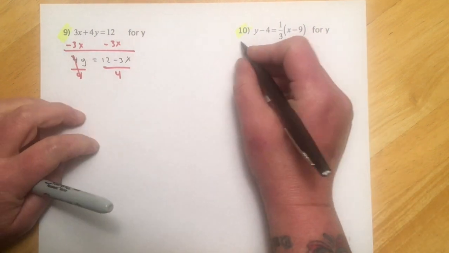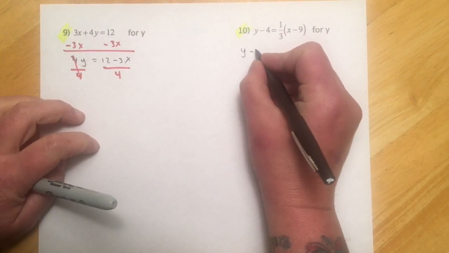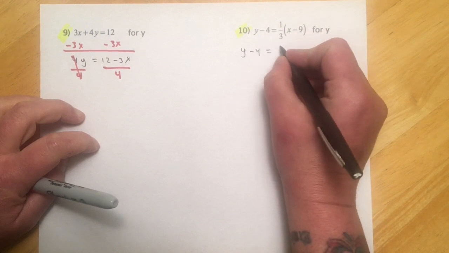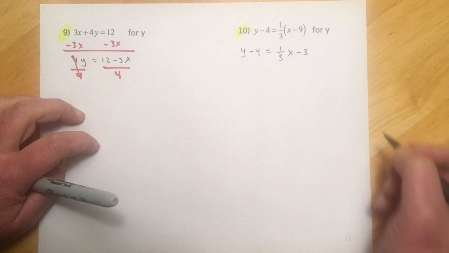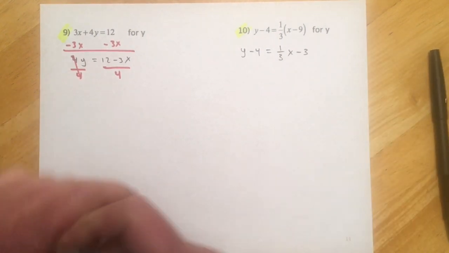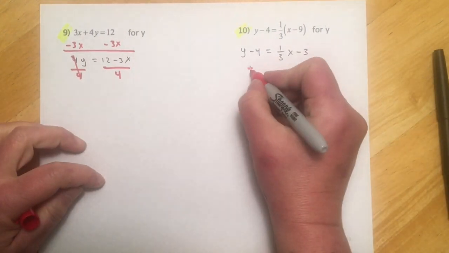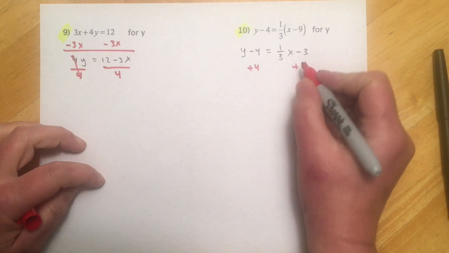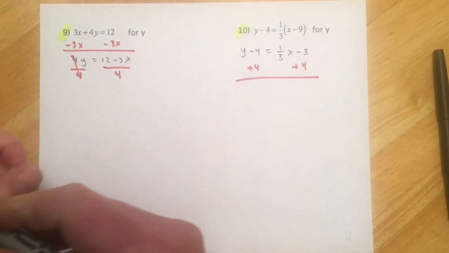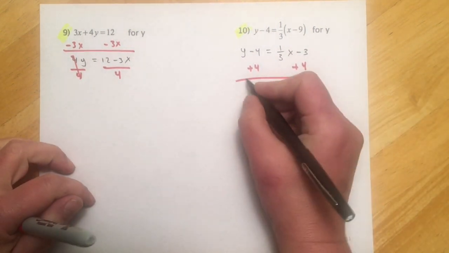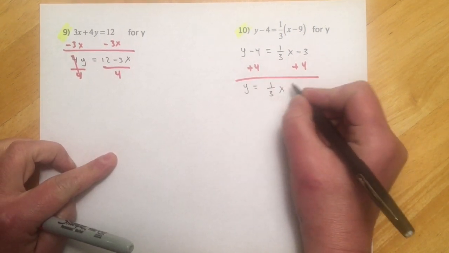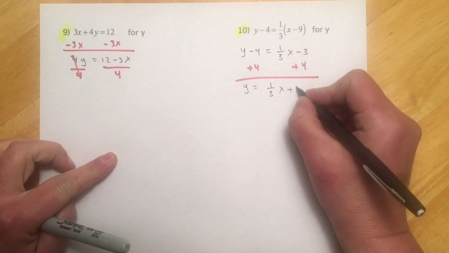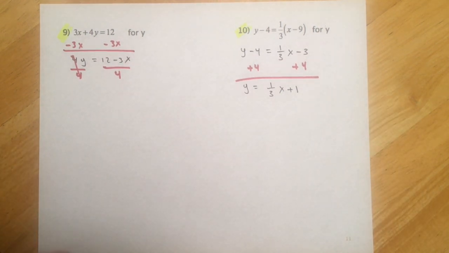And then this last one, minus 4, so I'll distribute the 1/3 through. 1/3 of 9 makes 3, solving for y. So now I just need to add this 4 over. And y equals 1/3 x. Looks like plus 1. Cool, and that wraps up formulas.